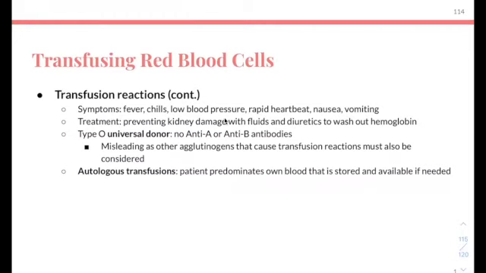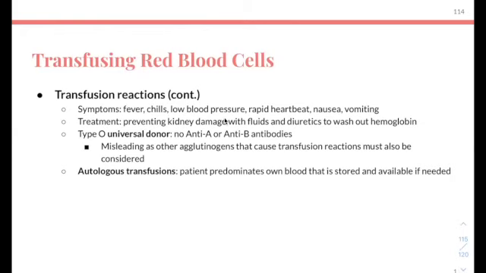Patients usually get fevers, chills, a significant drop in blood pressure, rapid heart rate, they get nauseous, they start throwing up. So patients are treated with fluids and diuretics to help try to wash out that hemoglobin. So again, mentioning again, type O is a universal donor, because there's no anti-A or anti-B antibodies on type O blood, so they're not going to cause any problems no matter who gets that blood.